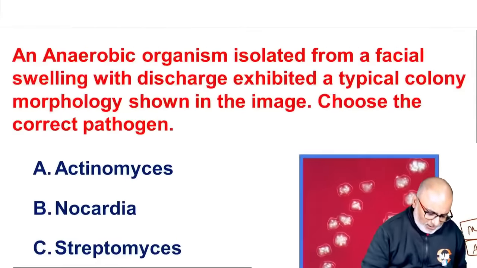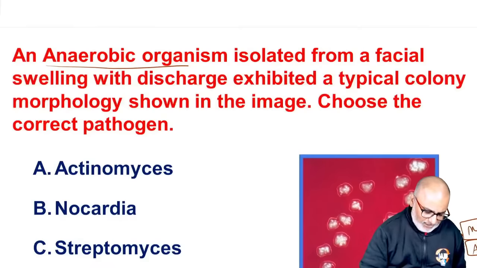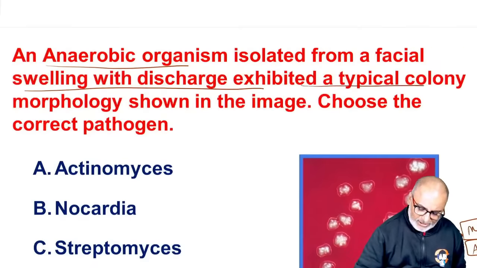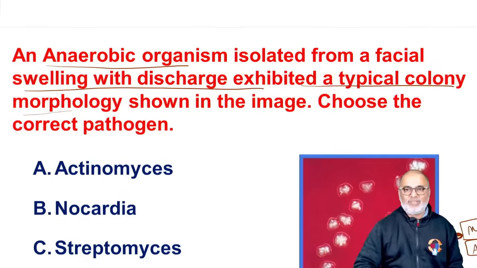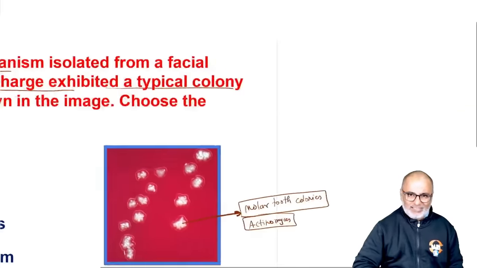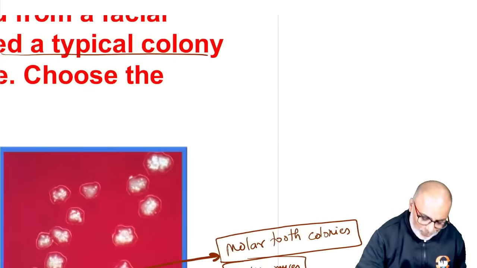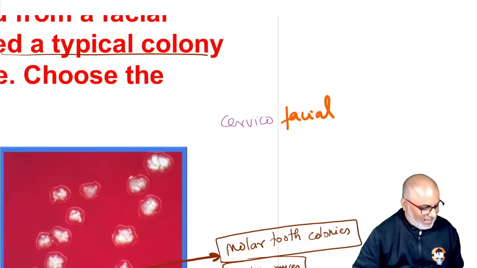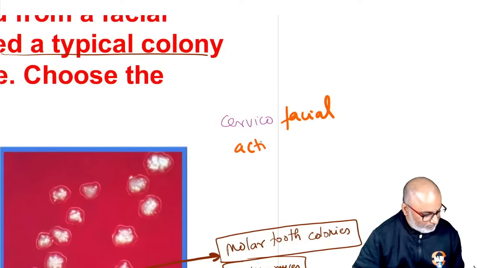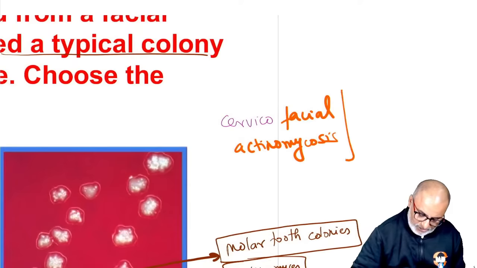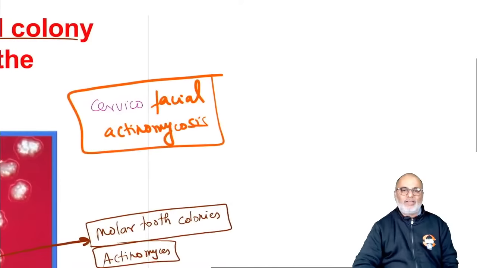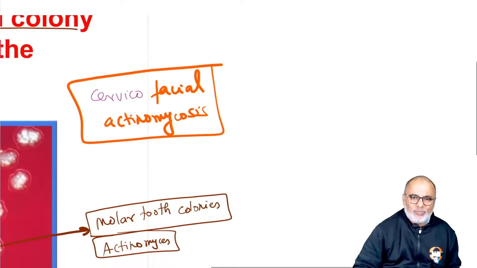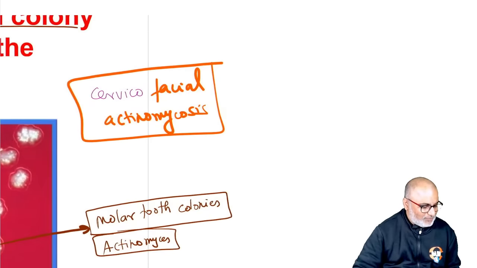An anaerobic organism isolated from a facial swelling with discharge exhibited a typical colony morphology shown in the image. What is the facial swelling? It is nothing but cervicofacial actinomycosis. In solid culture, it produces molar tooth colony. In liquid culture, fluffy ball.